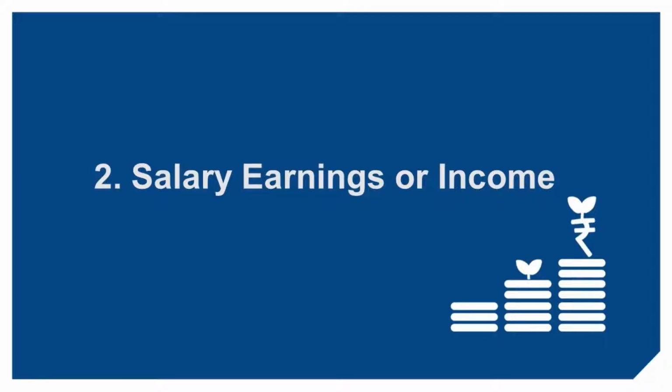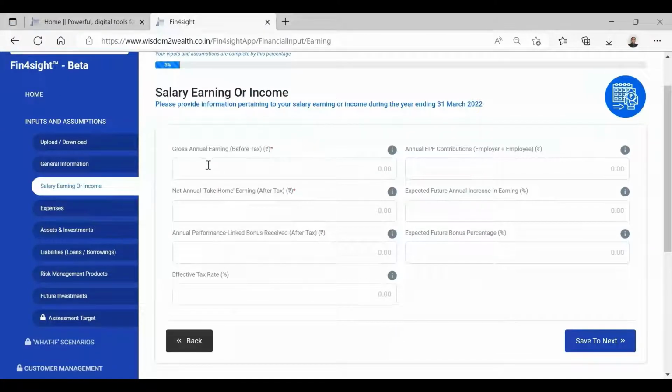Salary earnings or income. You must provide inputs about your earnings and how you expect that to change in the future. One thing to note is that the tax rates, bonus percentages calculated are all based on the inputs you have provided and are therefore approximations. You can change these inputs based on how you think the future tax rates applicable to you would be or what your future bonuses would be. Let me provide some information here.